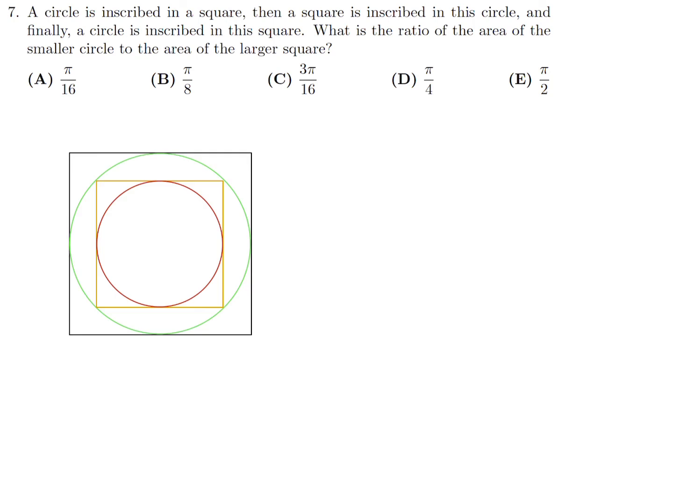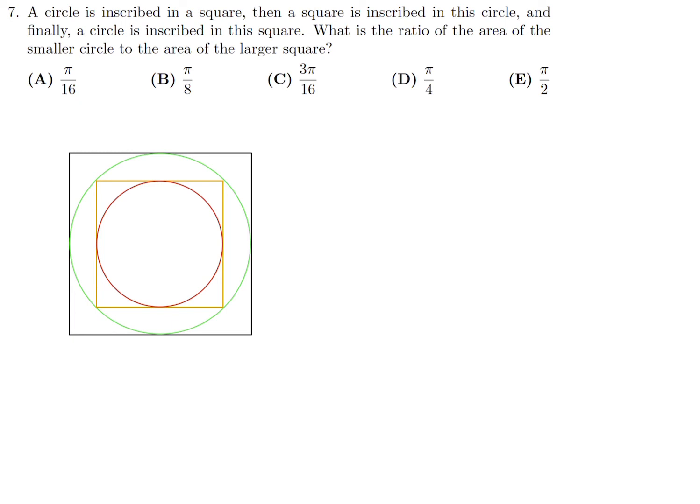So here is my diagram. Let's go back and see if I drew this properly. A circle is inscribed in a square. So that circle is represented with a green. Then a square is inscribed in this circle. That square is represented by the orange. And finally, a circle is inscribed in this square. So that circle is represented by the red.